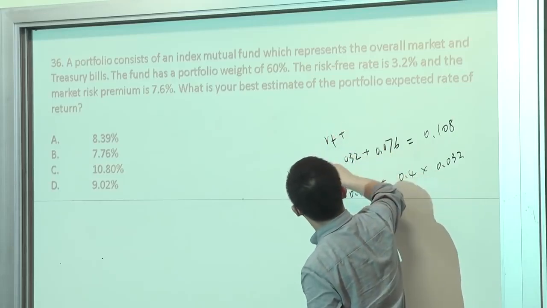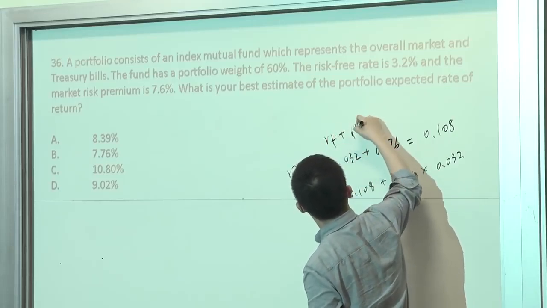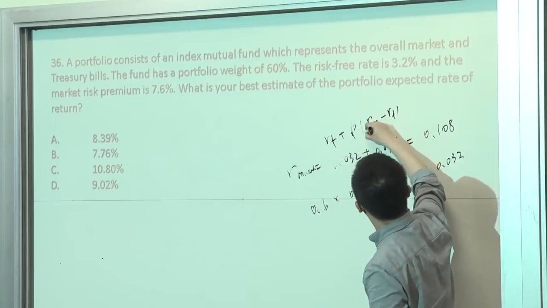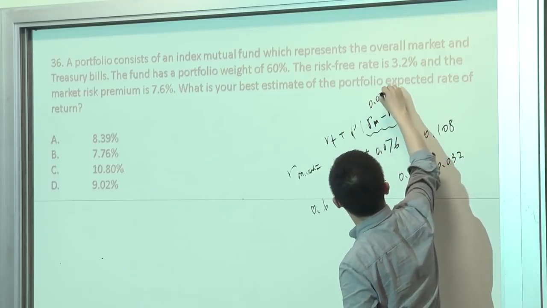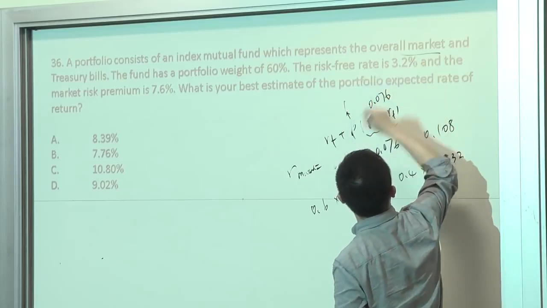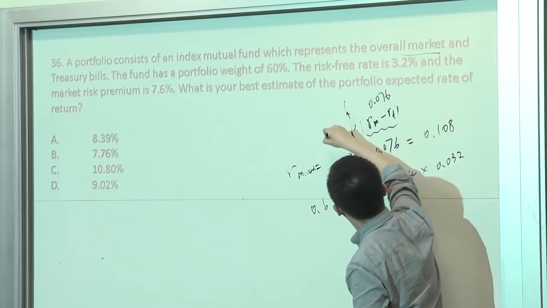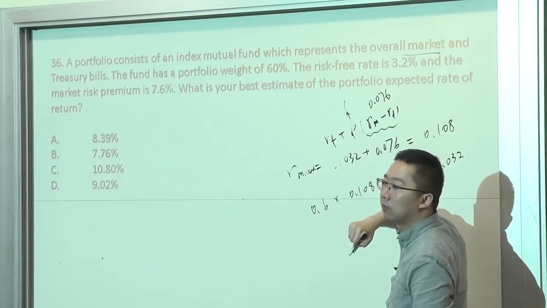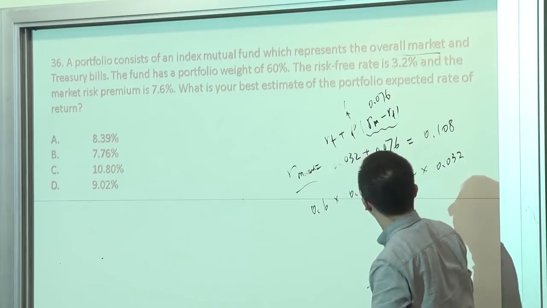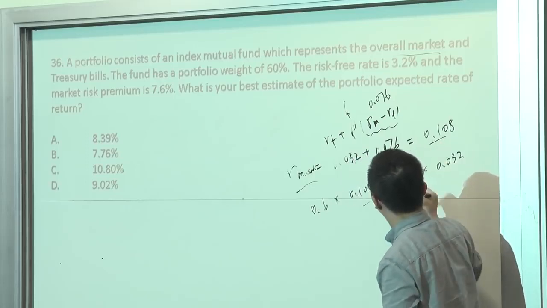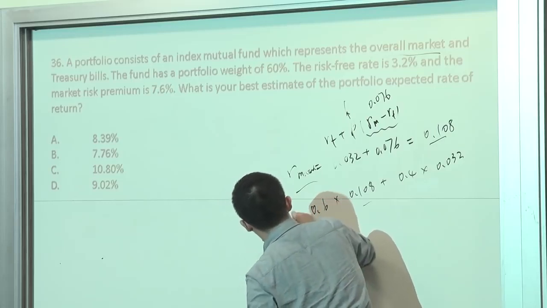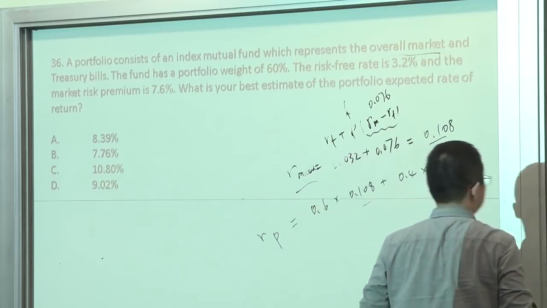So it's what? It's the risk-free rate plus the beta of this mutual fund, multiplied by RM minus RF. This is 0.076, and this is 1. Why is that 1? Assume it represents the overall market, and our RF is 0.032. Okay, so that's the return on the mutual fund, and we take a weighted average. So that is the portfolio return, RP. Is that okay?